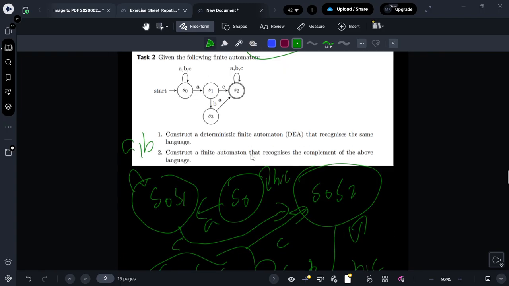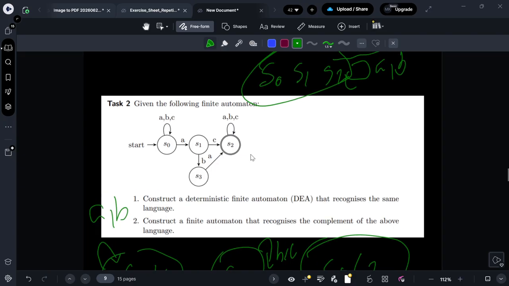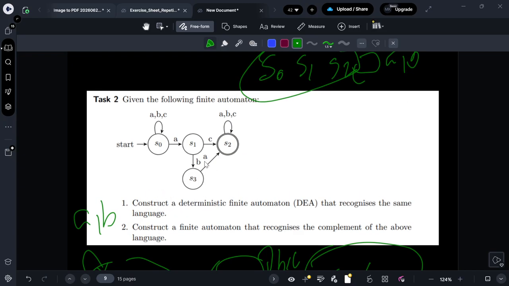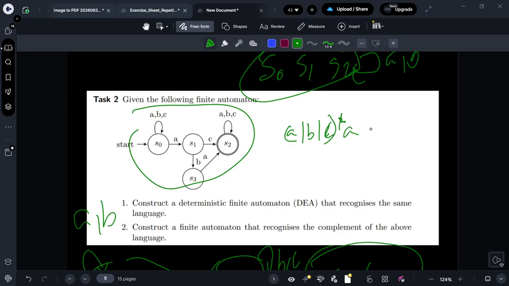And then we know the method to convert it into a DFA. Then we can apply the same method that we learned on this one. And then the DFA for this one should be A, comma B, comma C, as many times as you want. Then we can do A. Then we can do C. Then we can do A, comma B, comma C as many times as we want. But actually you can do C or B.